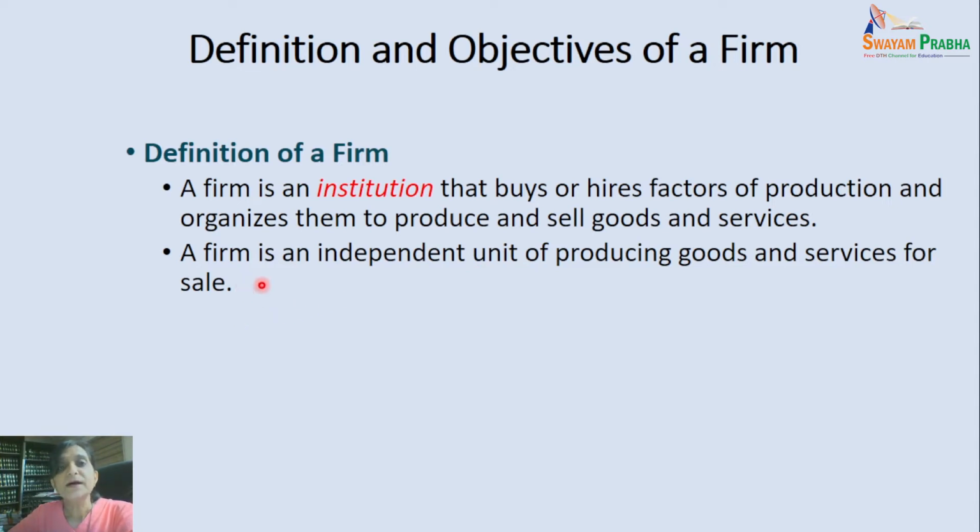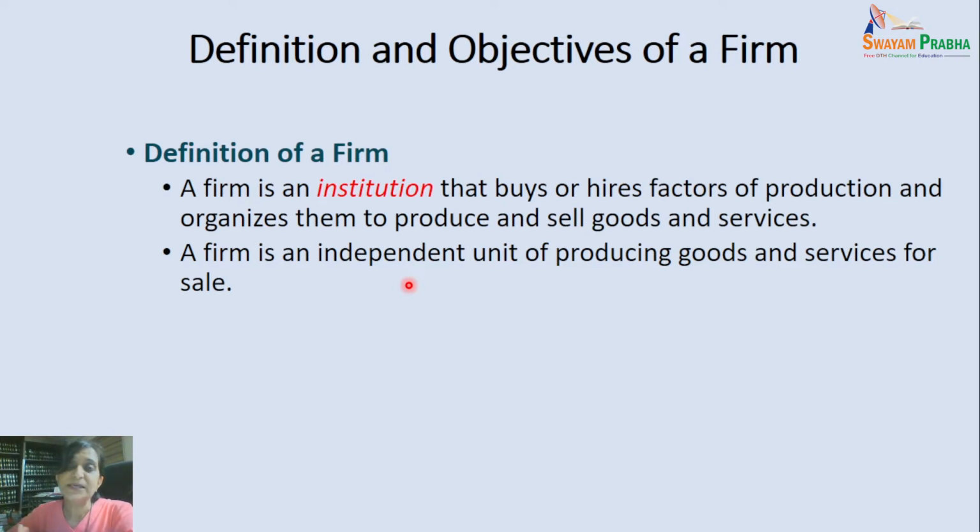Many times students get confused between the concept of a firm and industry. Now these two are different things. We have just seen that a firm is basically an independent unit which is hiring or buying factors of production, organizing them in order to produce goods and services which it wants to sell in future or in the marketplace. Whereas an industry is a group of firms which are doing a similar kind of business.